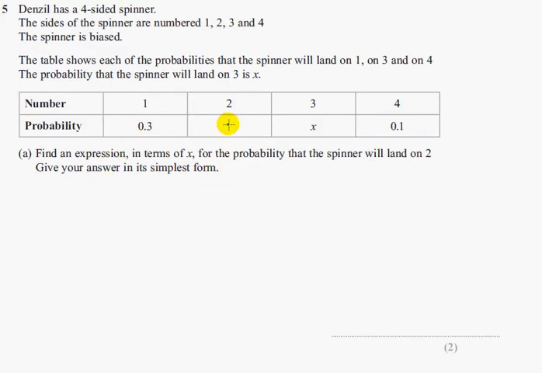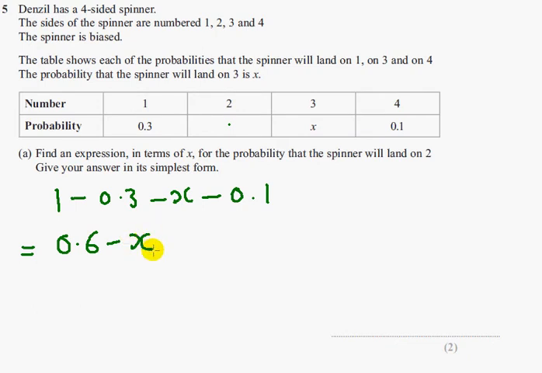So the probability of it landing on a 2 then is going to be 1 minus 0.3, the probability it's going to land on 1, minus the probability that it's going to land on 3, which is x, minus the probability that it's going to land on 4, which is 0.1. Okay, so let's tidy this up. So 1 take away 0.3 take away 0.1 is 0.6, take away x, and that is the final answer.